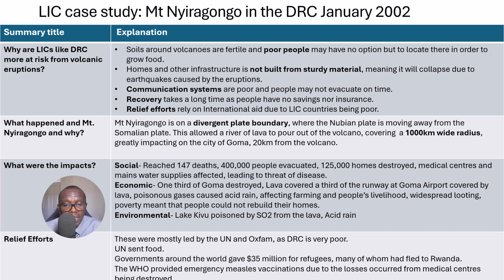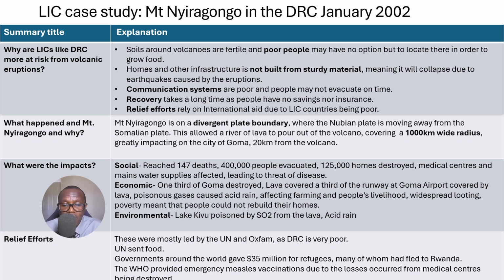So what happened at Mount Nyiragongo, and why did it happen? So Mount Nyiragongo lies on a divergent plate boundary where the Nubian plate is moving away from the Somalian plate. So this allowed a river of lava to pour out of the volcano, covering a 1,000-kilometer wide radius. And this greatly impacted the city of Goma, which is 20 kilometers from the volcano.